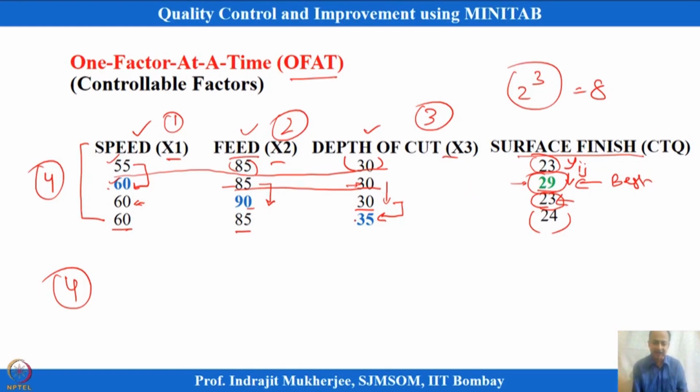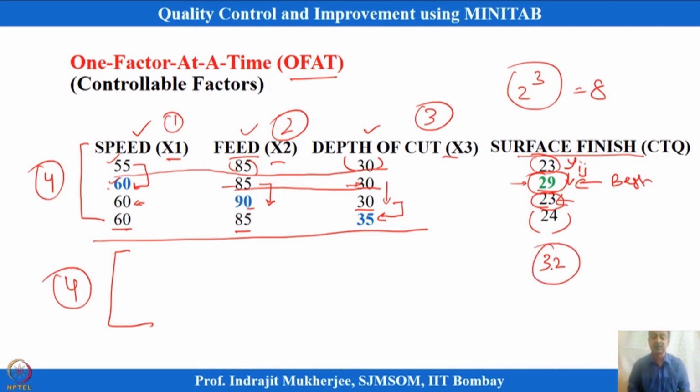4 combinations. Although the number of trials is less, if we had done another 4 trials, maybe some other combination of speed, feed, depth of cut would have given me some values, which may be 32 or something like that, which would improve the surface finish. So, one factor at a time does not do all enumeration. Some of the combinations which could have given a higher value of surface finish, we have missed out on.